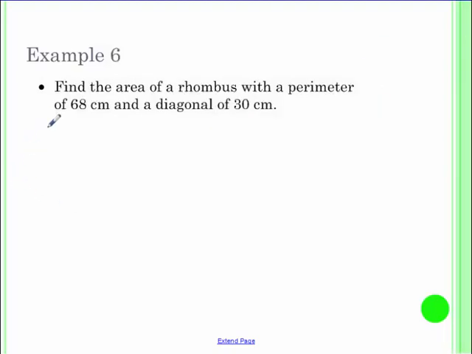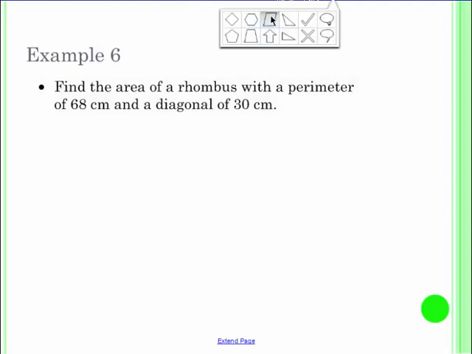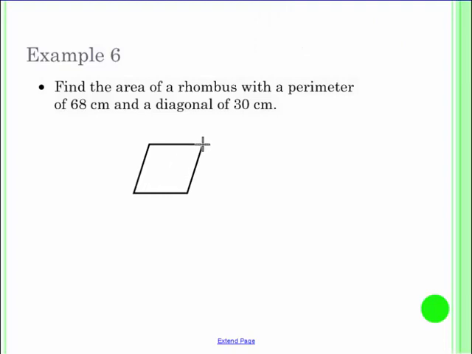Alright, for the next one, find the area of a rhombus with a perimeter of 68 and a diagonal of 30. Okay, so let me draw a parallelogram, and I'll draw it as close to rhombus looking as possible. Since the perimeter is 68, that means I can split that into 4 equal parts of 17 each.